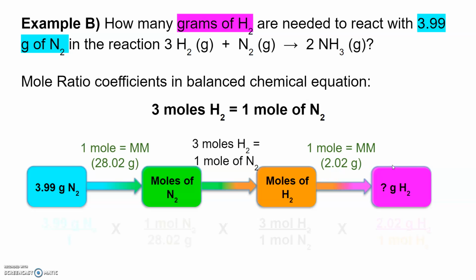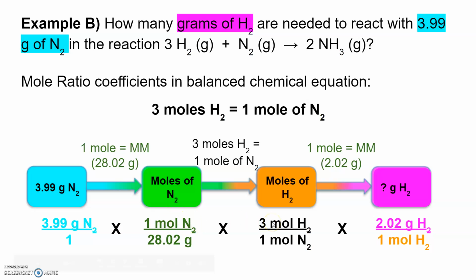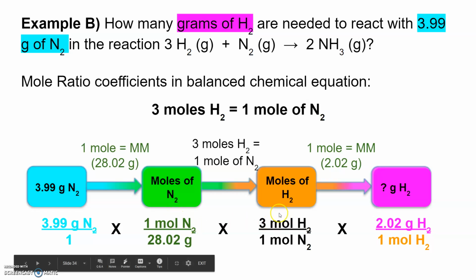So what does my work look like? I take whatever I'm given, put it over 1 to make it into a fraction. And then I multiply it by the molar mass. And so the grams are going to go on the bottom here so that the grams can cancel out. And then the 1 mole of N2 goes on top. And then I want to convert from my moles of N2 to my moles of H2. So I would use the coefficients in the balanced chemical equation.